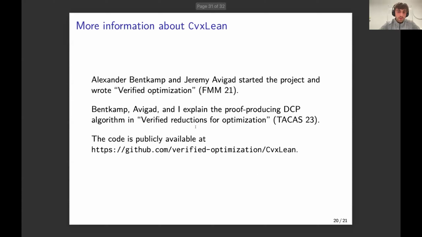So that's almost everything. I wanted to throw in some resources about CVXLean. Alex and Jeremy wrote this preliminary paper on the ideas about the project, verified optimization. You can also read more about the maths on how the DCP step is verified in this paper, verified reductions for optimization. And of course, you can see the code in this GitHub repo.